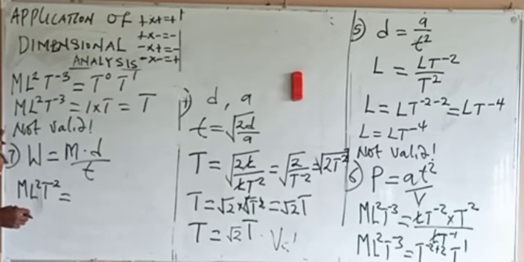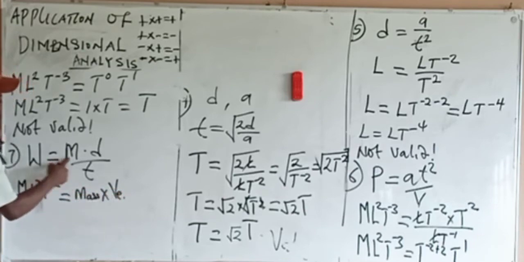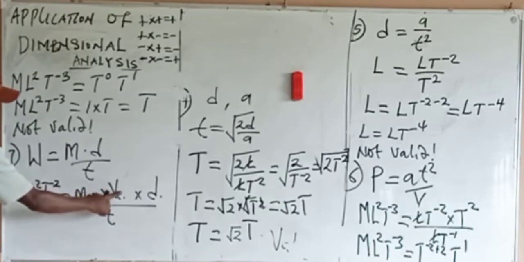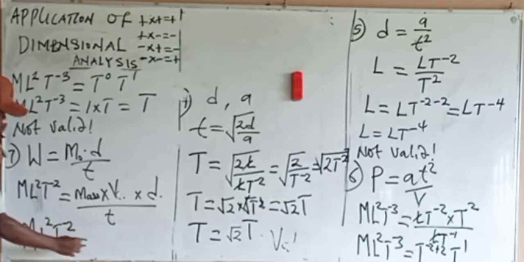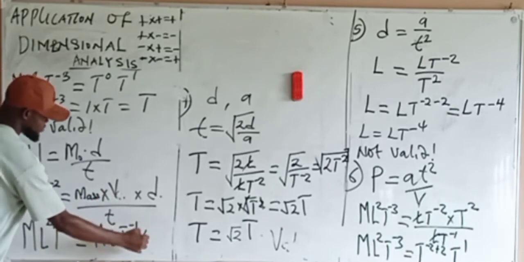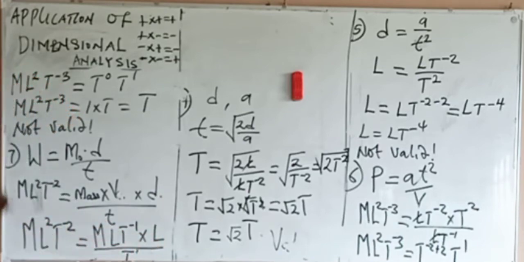What is the dimension for momentum? Let's say we don't know it. Momentum is actually a product of mass and velocity, that is mass times velocity. That is the definition of momentum. Then times distance, divided by time. So we have M L squared t raised to the power minus 2 to be equal to the dimension of M. Velocity is L t raised to the power minus 1. Distance is L. Then time is t raised to the power 1.